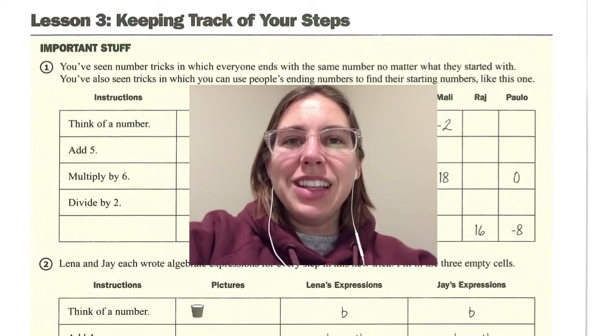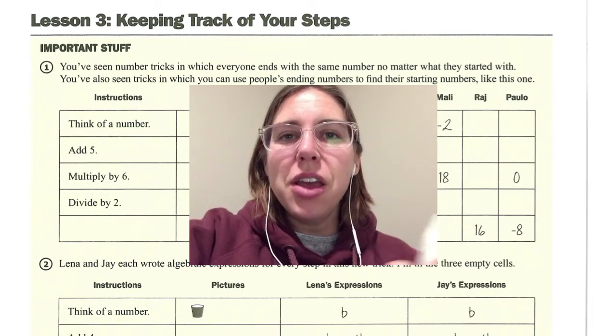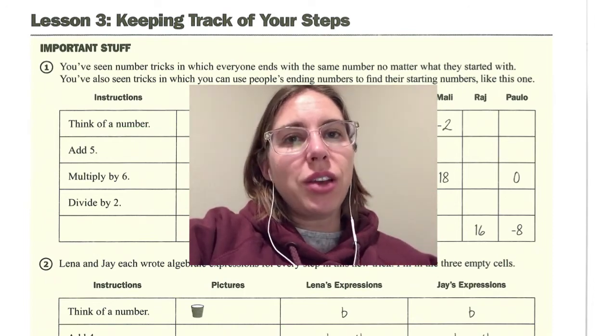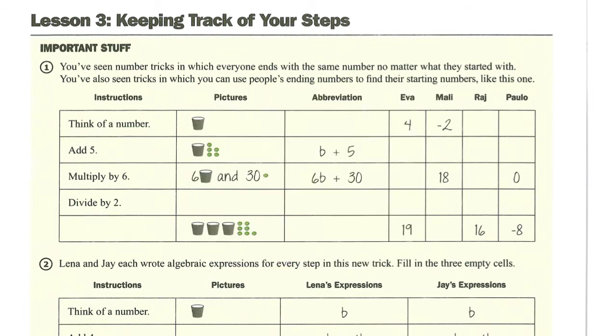Hi, Algebra. In lesson 3 here, we're going to be seeing these tables again that we saw at the beginning of the year, but we're going to be using them to keep track of some more things. So here we go. A quick refresher on these tables.